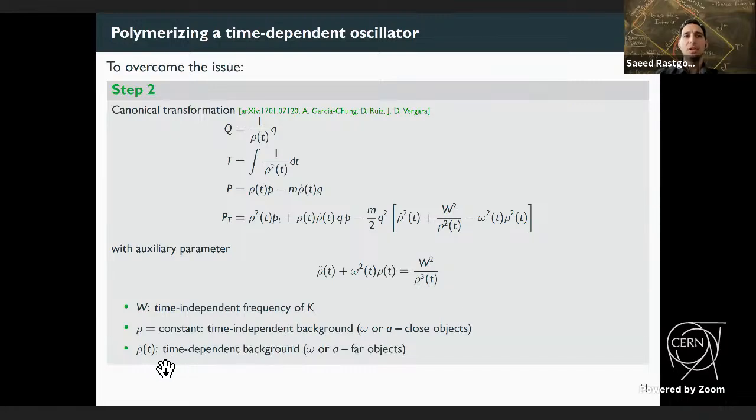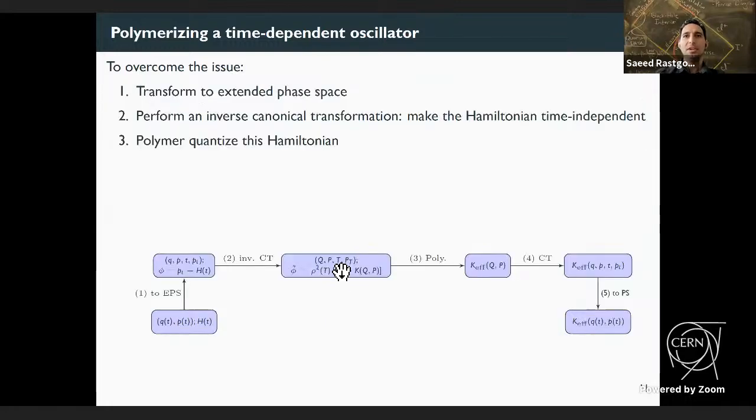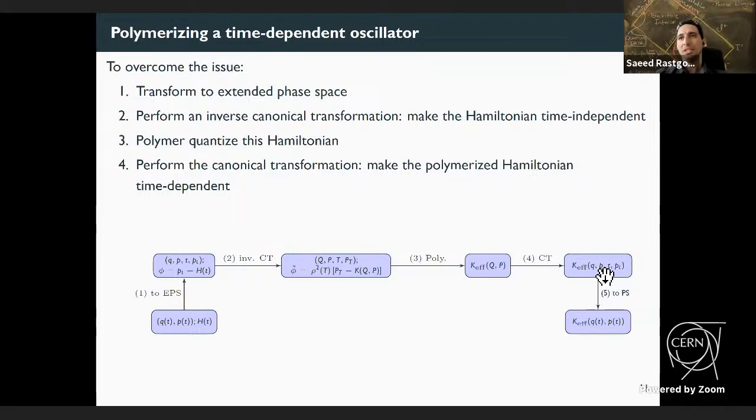And if you want to just look at cosmological scale, you just put rho of t based on your cosmological model. And so we are here, and then we polymer quantize things because we know how to polymer quantize the time-independent oscillator. And then after that, we do another inverse of canonical transformation, which now takes us from the polymer quantized version to the time-dependent polymer quantized version.